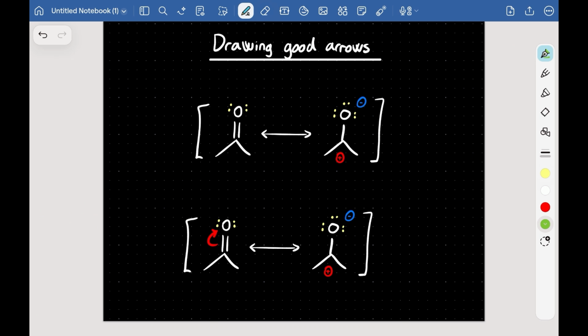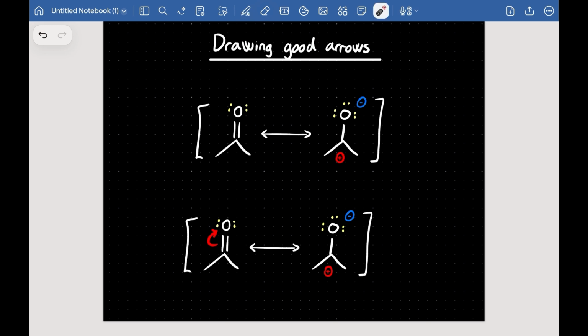Now that we know how to identify good arrows and bad arrows, we need to get some practice drawing arrows. If you're given 2 resonance structures and asked to draw the arrow or arrows that connect them, don't panic, the move is pretty simple. Compare the 2 structures and look at what appears and what disappears. A bond that shows up, a bond that vanishes, a lone pair that appears, a lone pair that disappears.